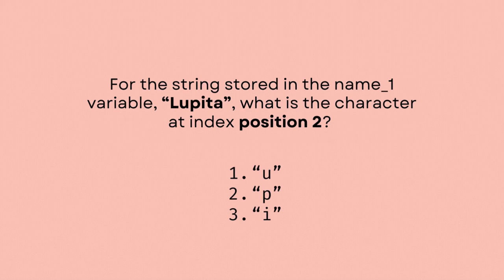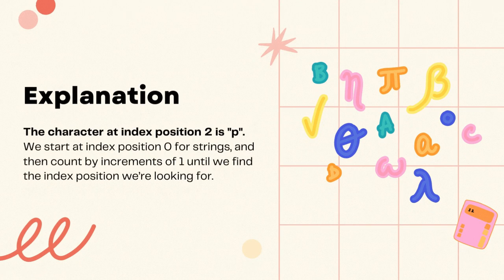So let me ask you a question based on what we learned so far. For the string stored in the name1 variable, Lupita, what is the character at index position 2? Is it U, P, or I, or something else? Pause the video, take a guess, and we will go over it. Cool. So the character at index position 2 is P. We start at index position 0 for strings, and then we count by increments of 1 until we find the index position we're looking for.